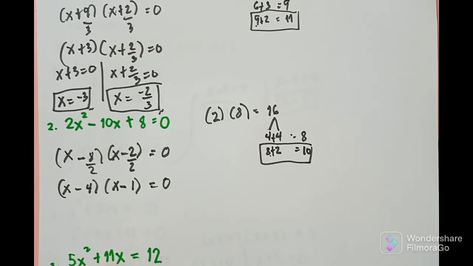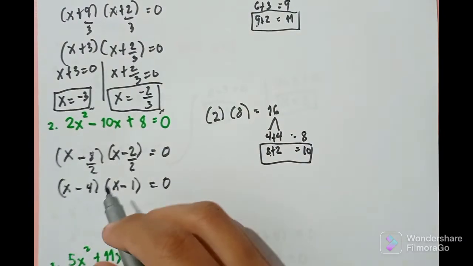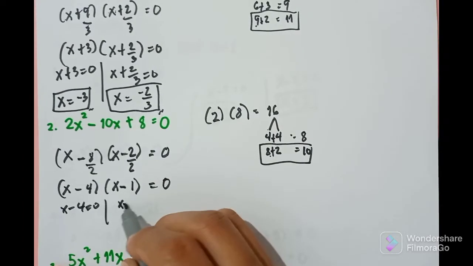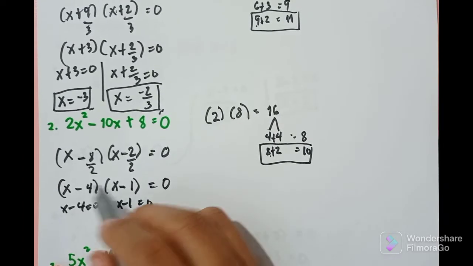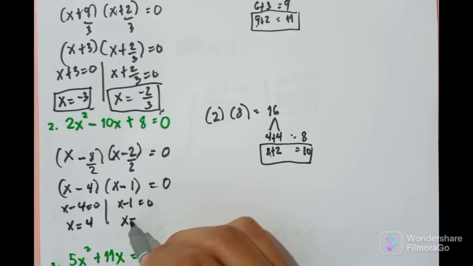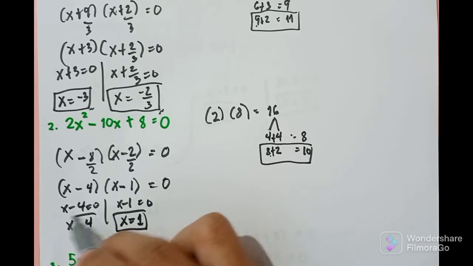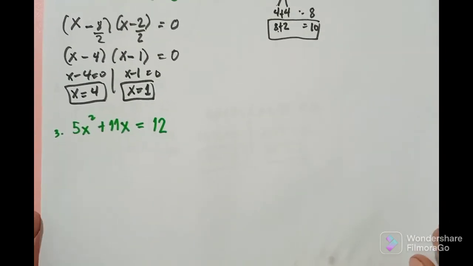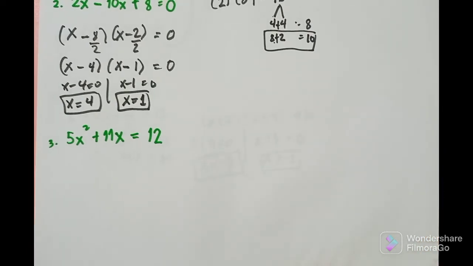Okay, so now, i-equate na natin sa 0 yung mga factors. So, magiging x minus 4 is equal to 0. X minus 1 is equal to 0. So, lipat lang natin. So, x is equal to 4. So, x is equal to 1. Okay, last example. So, we have 5x squared plus 11x is equal to 12.